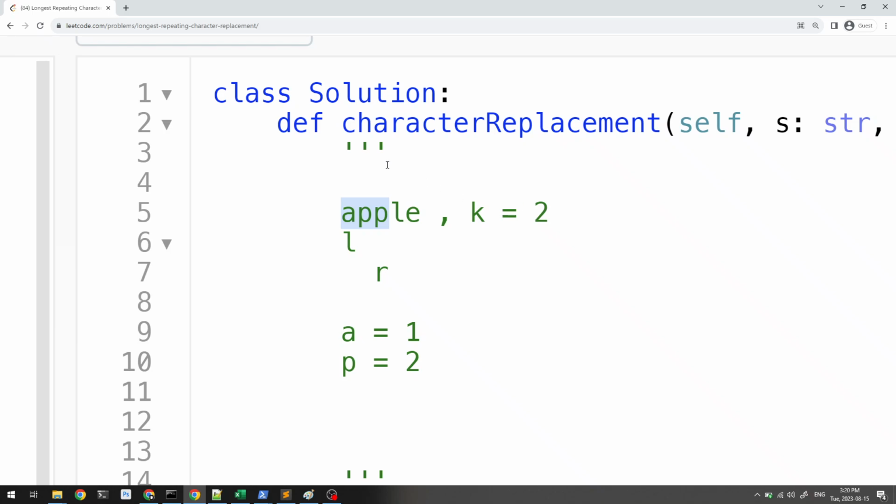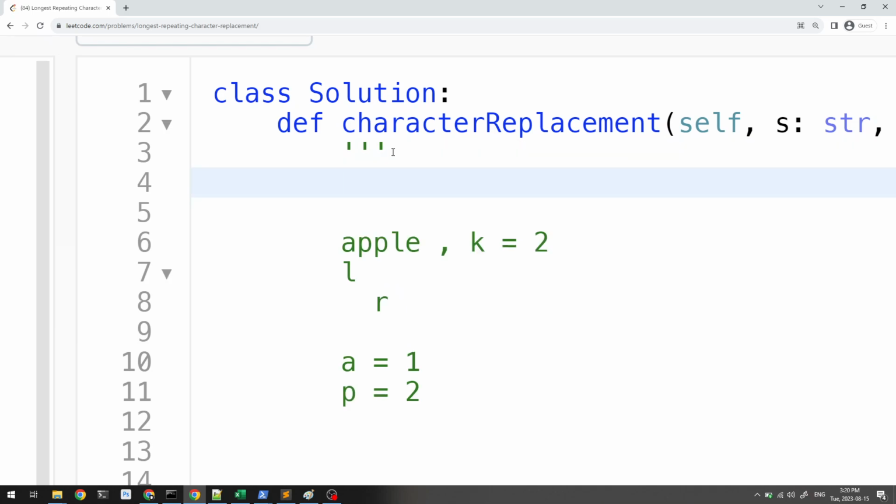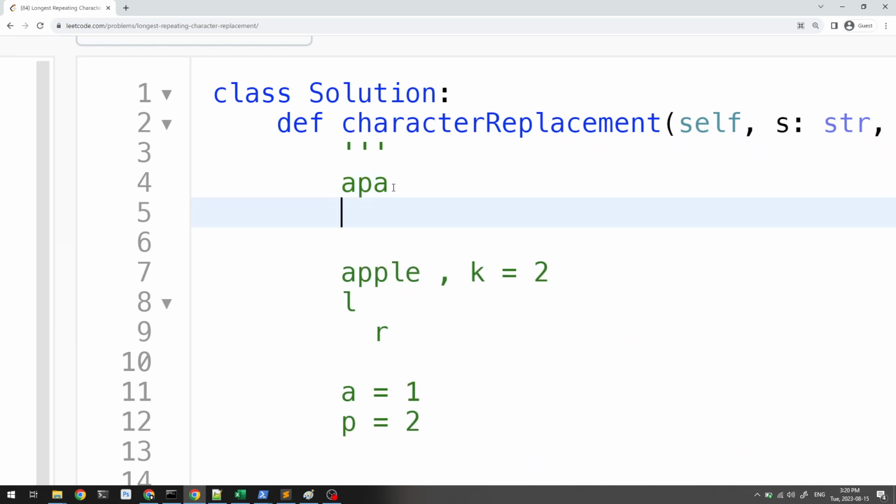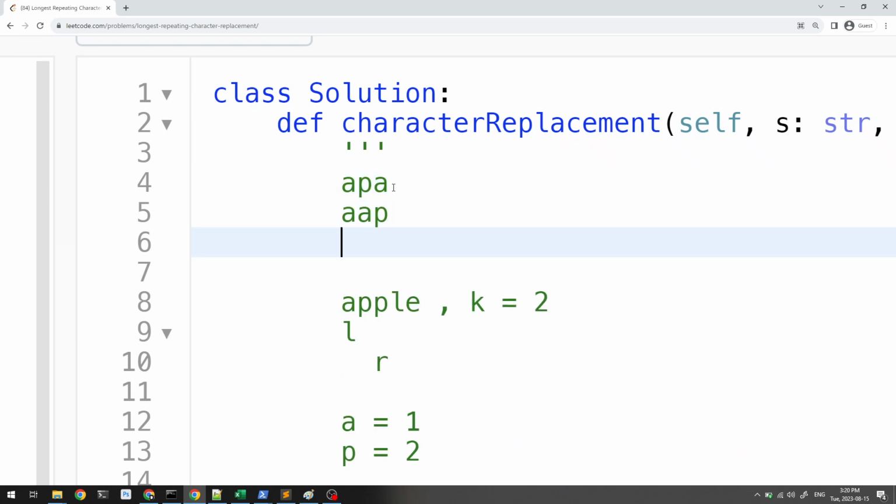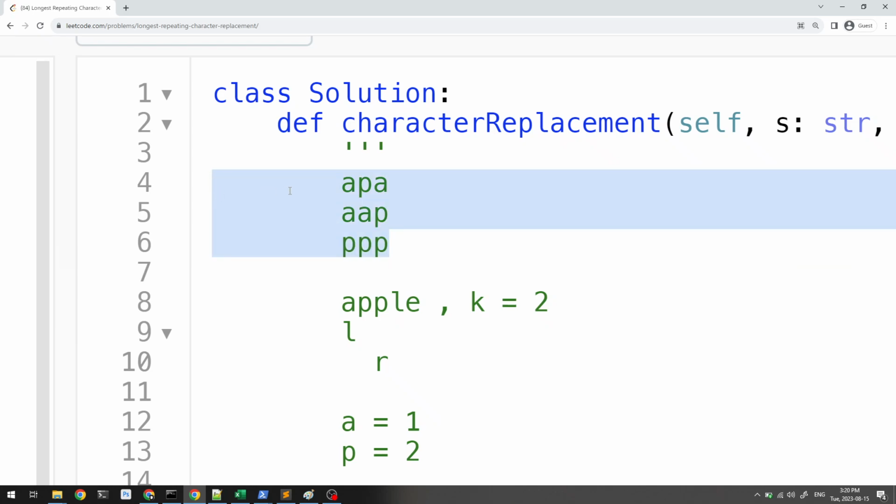It turns out that we don't actually care about the actual combination, right? We don't care if we do something like APA, or maybe AAP, or maybe just PPP. We don't really care about all of these combinations. All we really care about is the maximum count I can form. So that's where the understanding of this question comes from. What is the maximum count I can actually form?